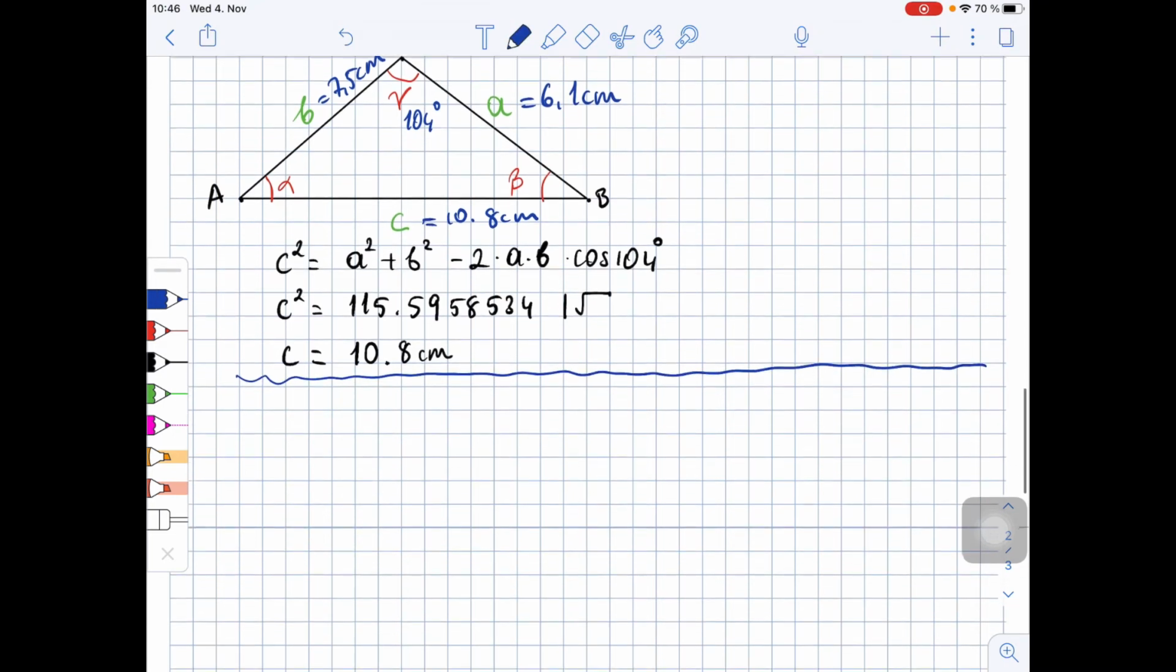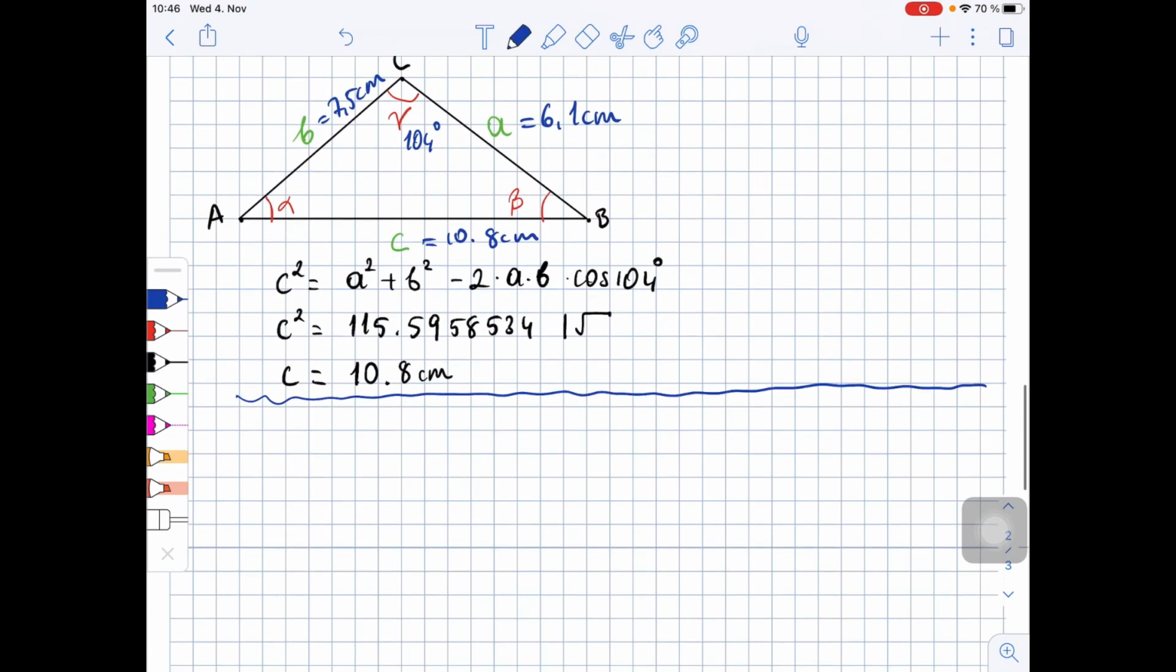Let's write down the sinus rule then. So we said sinus 104 degrees divided by c, which is 10.8 centimeter, is equal to sinus beta, we do not know the beta, divided by 7.5 centimeter. I'm not going to write down the centimeter now. I will write it down later. So it's making me more work.